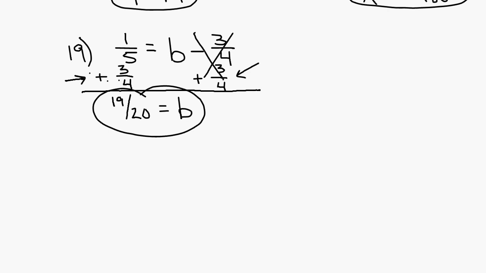Slap your desk if you got it right the first time. Ready? 1, 2, 3. Woo. All right, last one. Finish strong. Let's say that negative 2/3 is equal to M plus, let's go with 7/8. Negative 2 over 3 equals M plus 7 over 8.